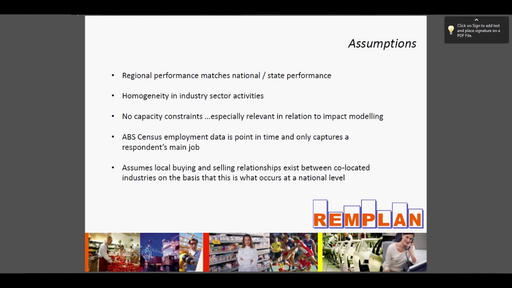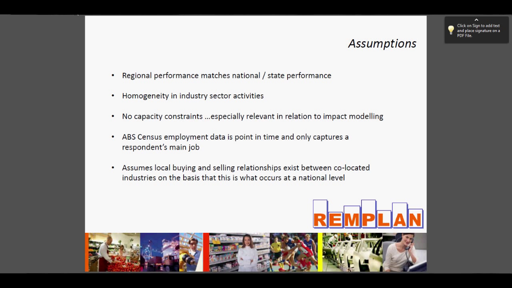Other assumptions and limitations are that the ABS census employment data is point in time. This is a very timely issue because we're right at the end of the census cycle. All of the data that you have access to via REMPLAN is place of work data from the 2006 census. Now, we don't have too long to wait. At the end of this month, 31st of October, the ABS is scheduled to release all of the 2011 industry data. So that will be a very important update in relation to the work that we do.